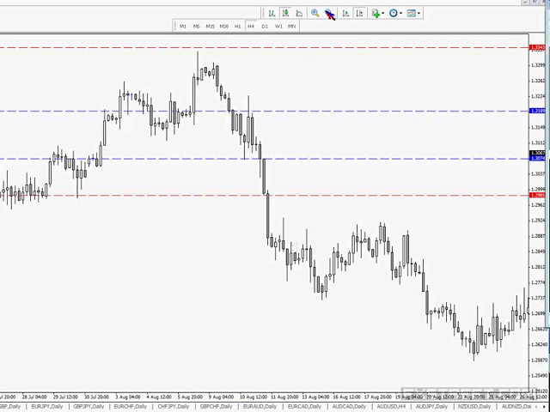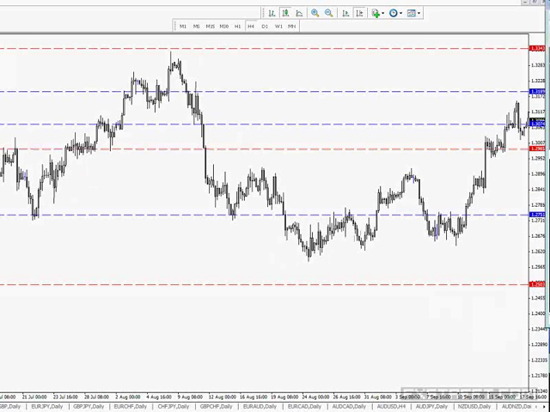I think I can see possibly another zone here. And our stop goes on the other side of the big shadow. That's exactly right. The profit targets. Now, profit targets are a tricky thing.